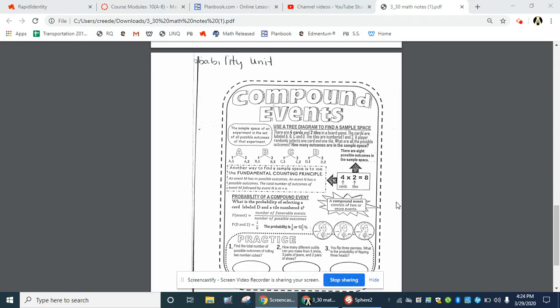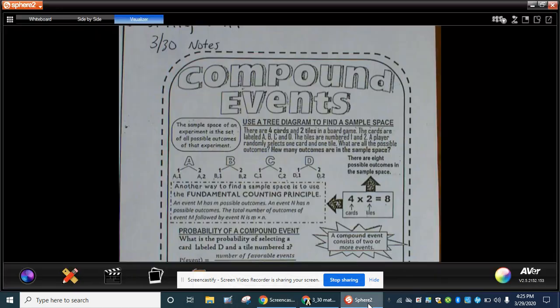For example, I'm going to switch over to my camera here. Let's talk about tree diagrams. Tree diagrams are used to show what's called a sample space. A sample space is just the set of all possible outcomes of a particular experiment. The experiment we're going to see right now involves 4 cards and 2 tiles in a board game. The cards are labeled A, B, C, and D. The tiles are numbered 1 and 2. A player randomly selects 1 card and 1 tile. What are all the possible outcomes?